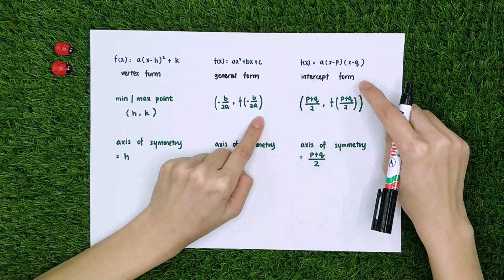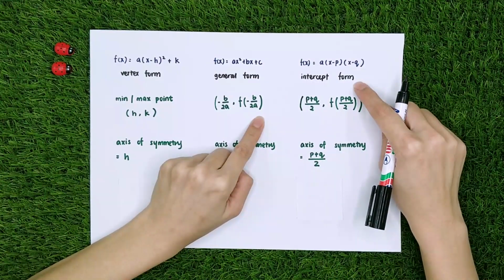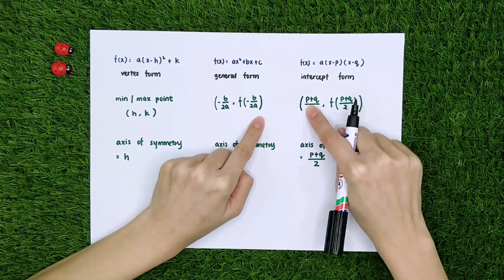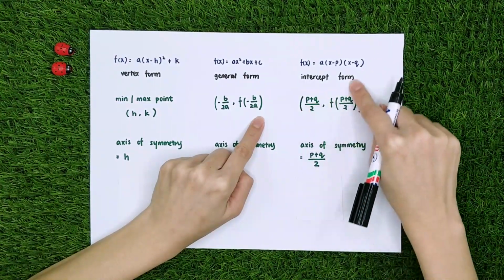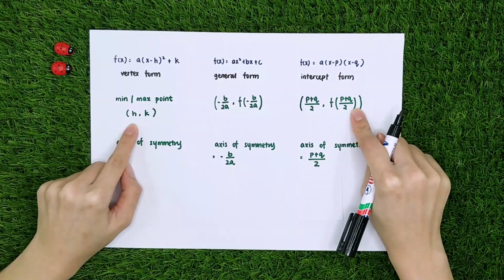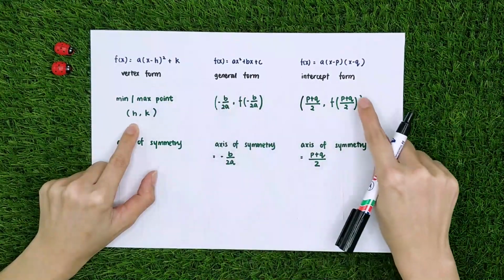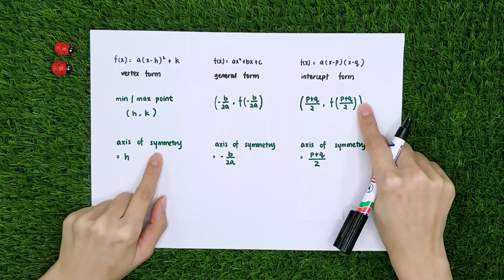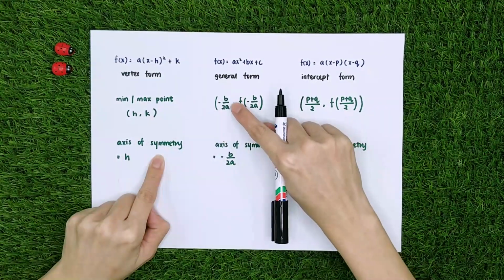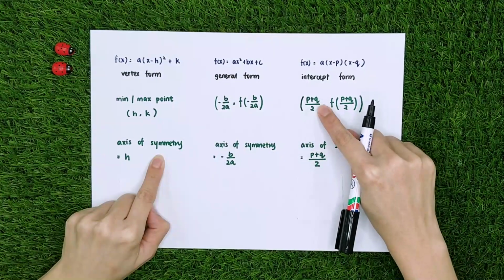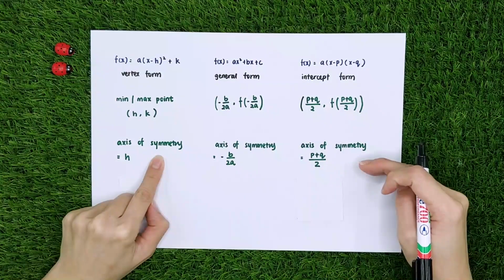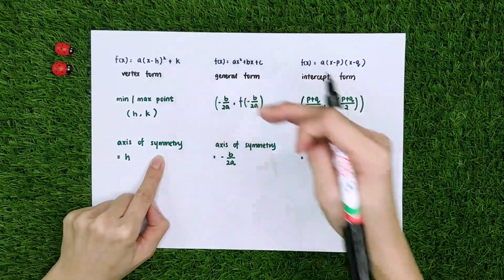Okay. For the intercept form, I also can find my minimum or maximum point by using (p plus q) over 2. Okay. This is the x value. Then I will substitute the x value that I find into the quadratic function. Then I can find my y value. This is the way I find my minimum or maximum point by using these 3 different forms. Okay. For the axis of symmetry, very easy. That will be the x value, which is equal to h. And here is minus b over 2a. And here for the intercept form will be (p plus q) over 2. Okay. So these are the 2 pieces of information you can get from the different forms of quadratic function.